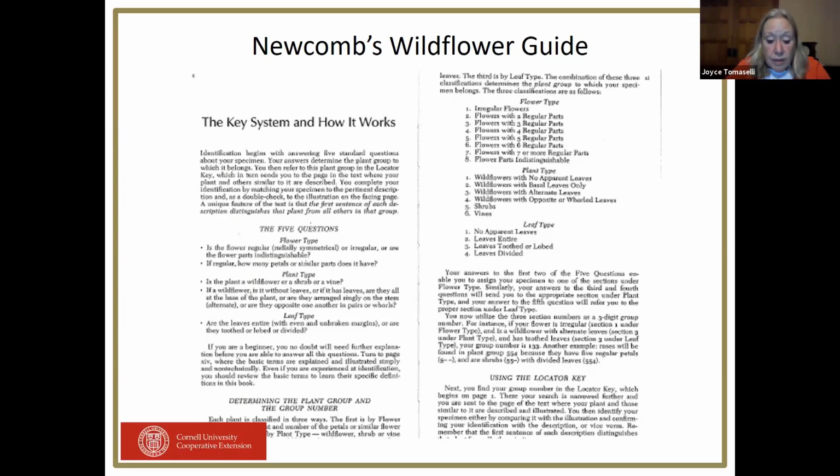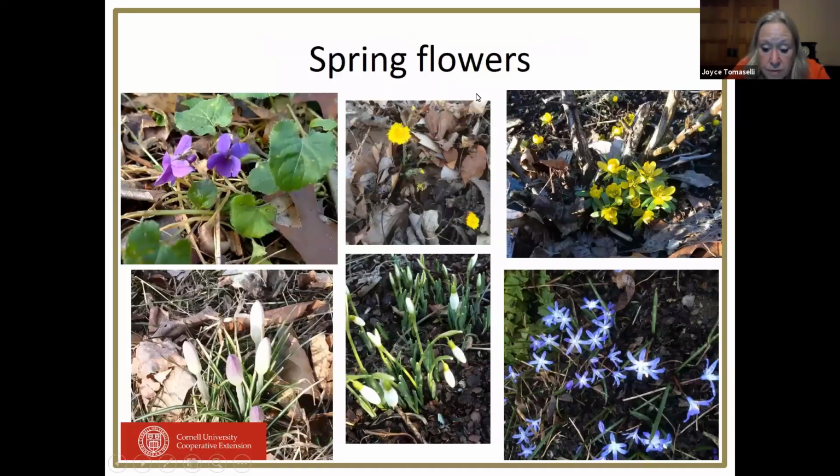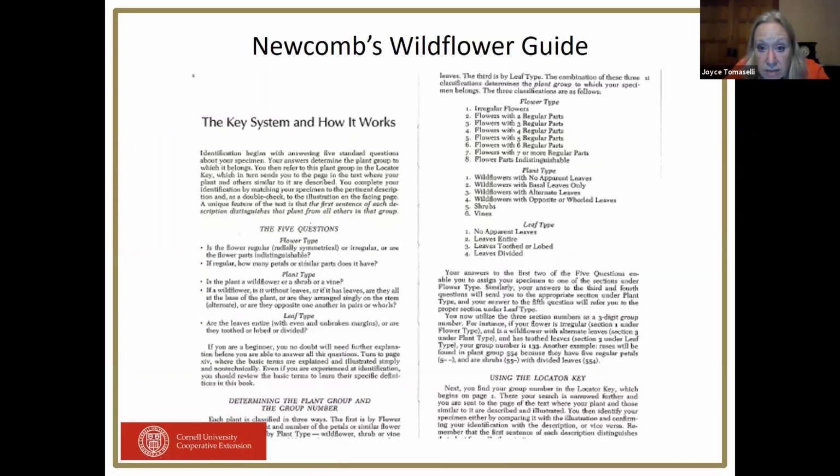And what you do is you look over here at the flower type and you pick one of 8 flower types. Does it have irregular? Does it have one part, 3, 4, 5? Or does it have lots? Or are the flower parts indistinguishable? And you write down a number. Then you go to the plant type. Does it have no leaves, basal leaves, alternate, opposite or whorled, or is it a shrub or a vine? And you write down that number.